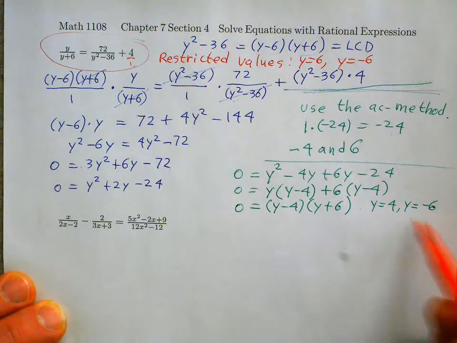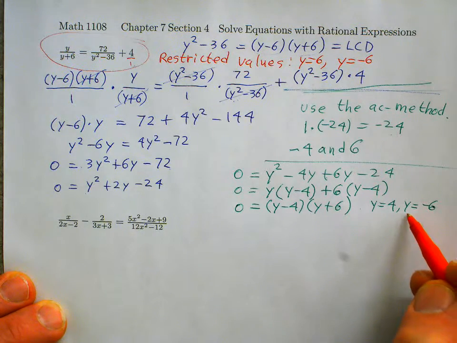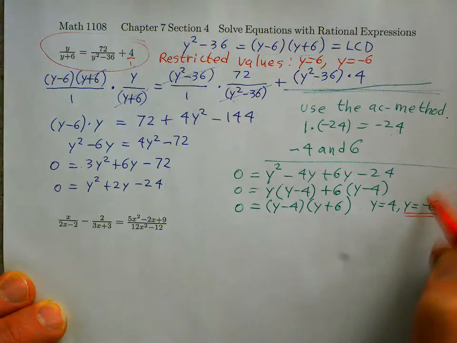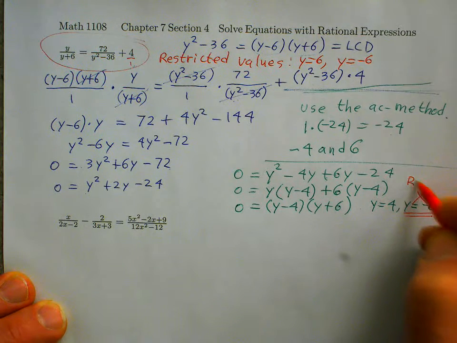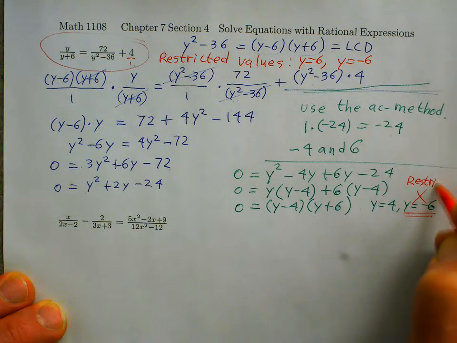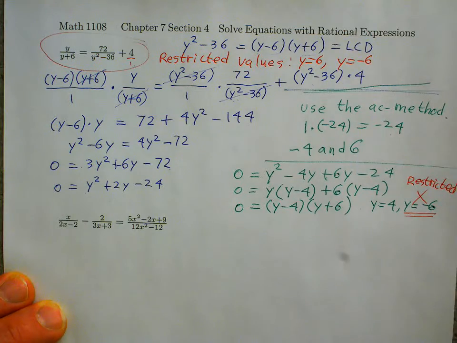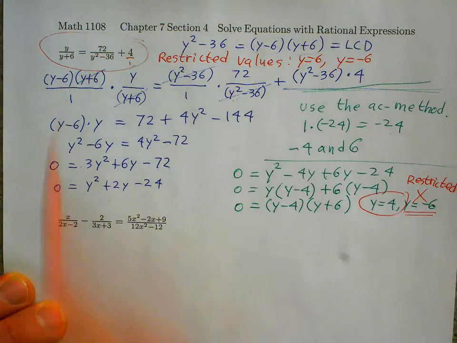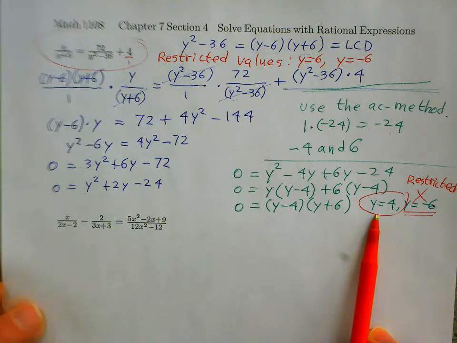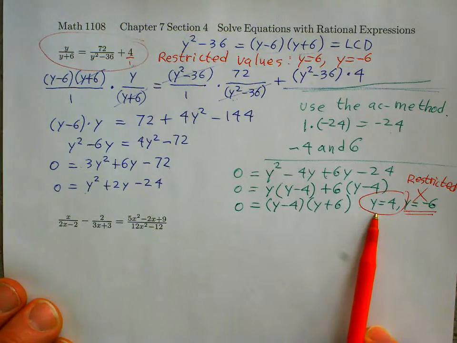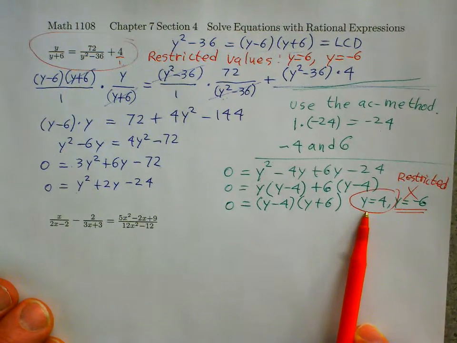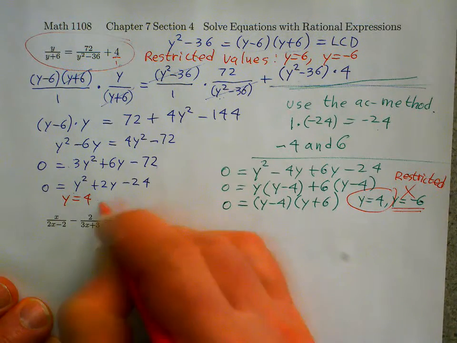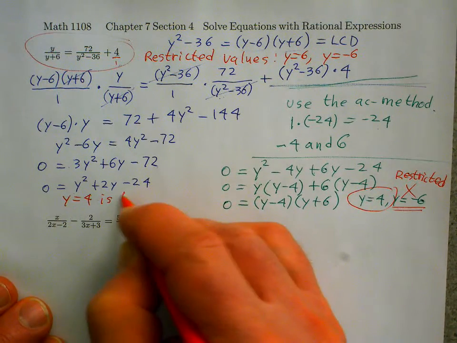Since one of our candidates for a solution is restricted, we cannot list it as a solution. So the only solution to that equation is y equals 4. Okay, so y equals 4 is the only solution.